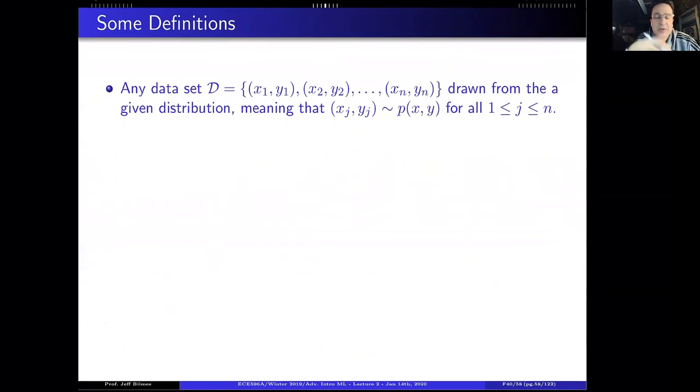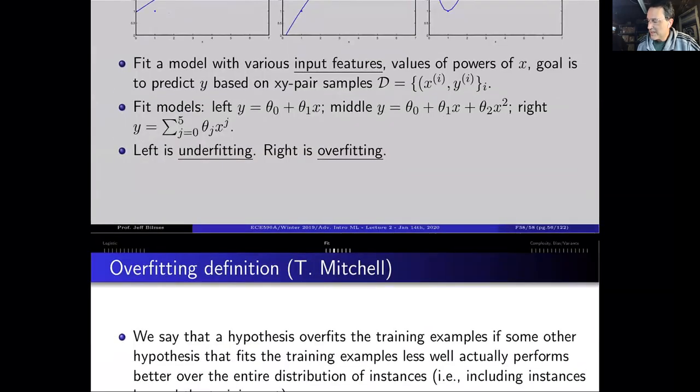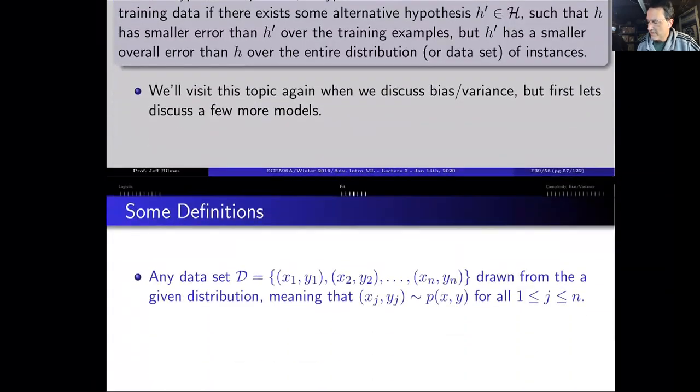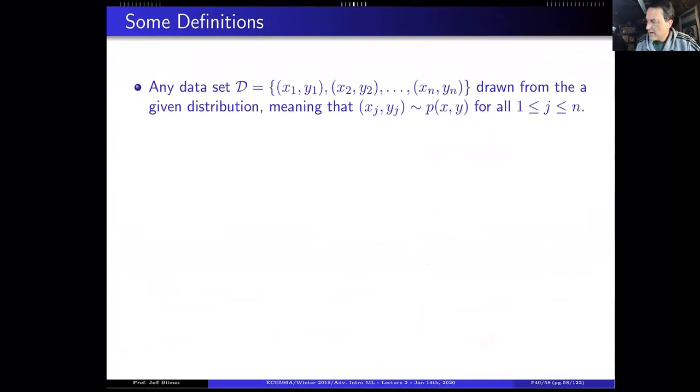So what is overfitting? We have these pictures, which kind of give us a sense, but can we come up with a more formal way of defining overfitting? So the first thing to note is that we've got a data set D, and script D is our notation for a data set. In this particular case, this data set is n samples, each of which is a pair, an XY pair. And they're all drawn from the same probability distribution, P of XY.